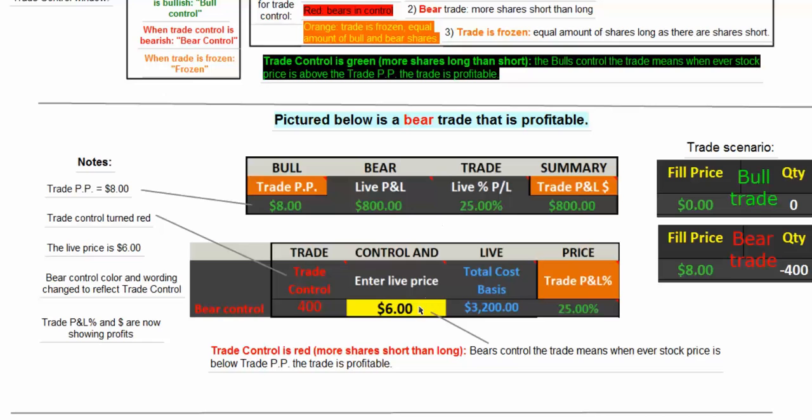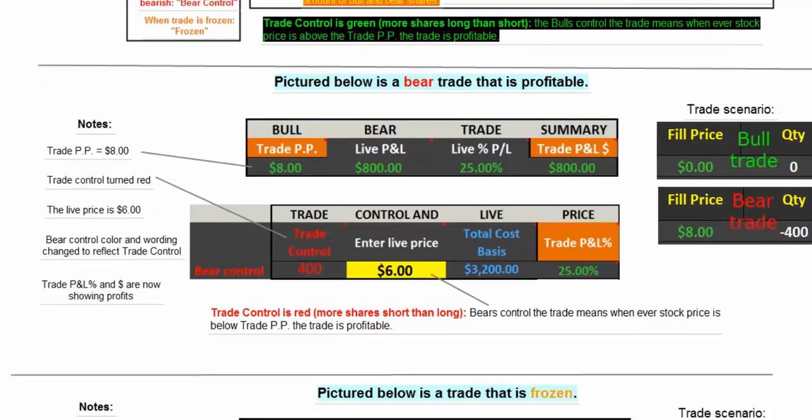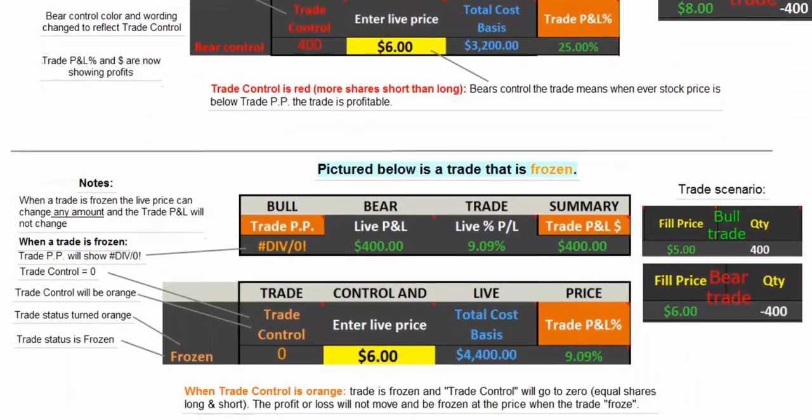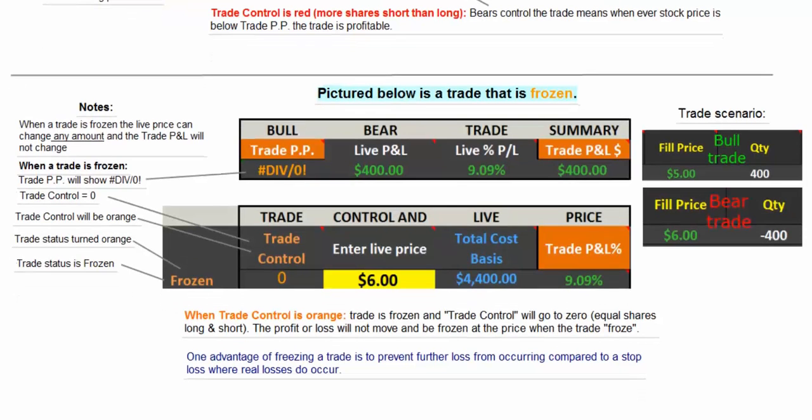As you note, the live price is below the profit point or the break-even price. That's why we're profitable, because it's a short. Trade control is red, more shares short than long. The bears control the trade, which means whenever stock price is below the trade profit point, the trade is profitable. And the last scenario is when a trade is frozen.